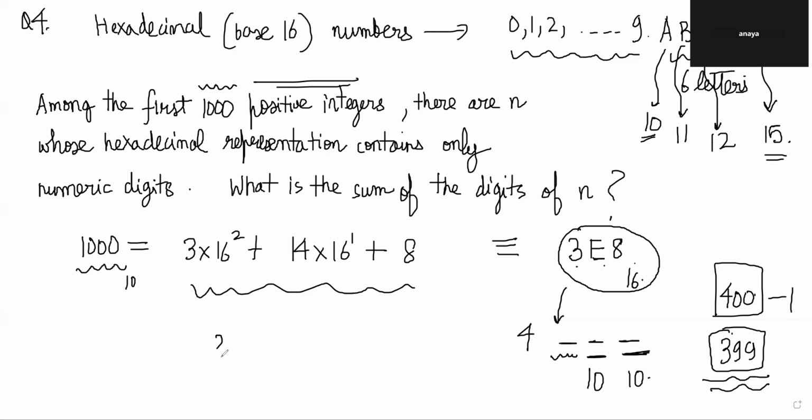The answer for the required number of numbers is 399 and the sum of the digits is 21.